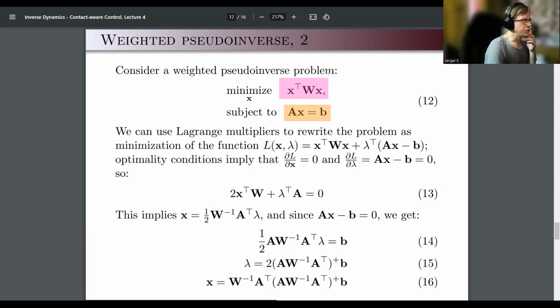Okay, so how do we solve it? We solve it with Lagrange multipliers. The way we do it is we say, okay, this constraint can go into the cost function, multiplied by unknown coefficients, the Lagrange multipliers. They multiply this Ax minus b, sorry.